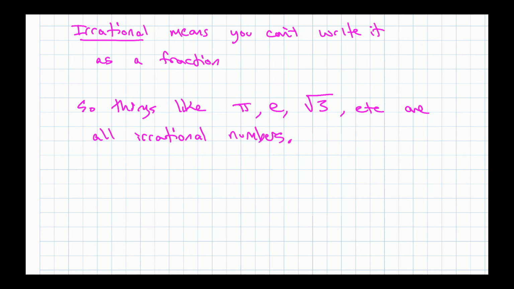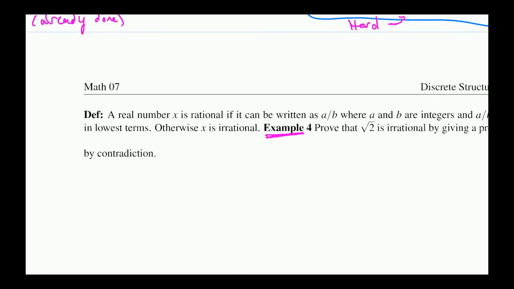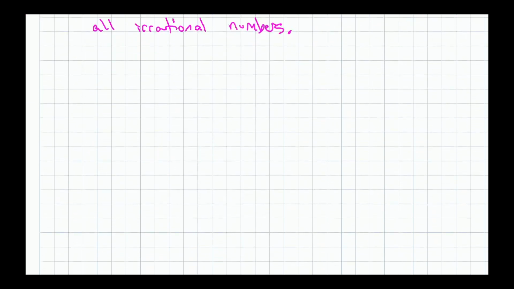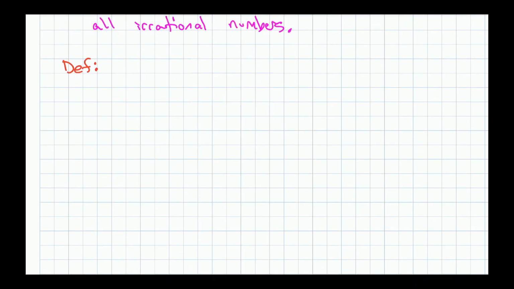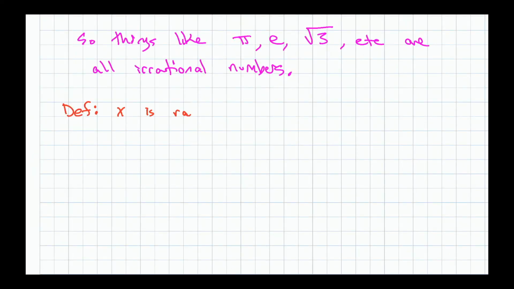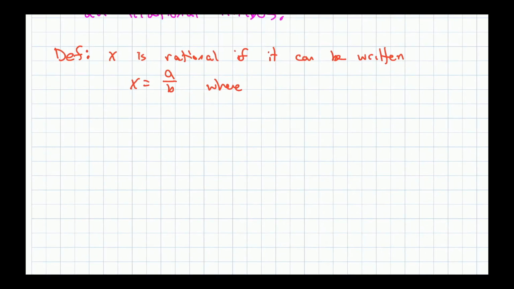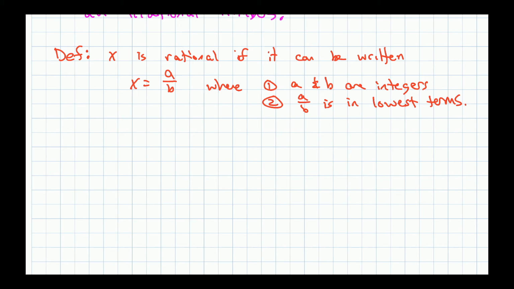Okay, that's the idea. Now, the specific definition we're using in this class is up here at the top of the page. The definition is specifically: X is rational if it can be written X equals A over B, where there are two properties. A and B are integers, right? We talked about that. And the second property, A over B is written in lowest terms.